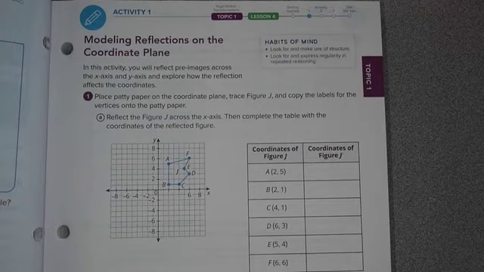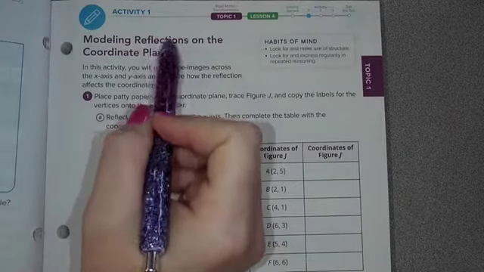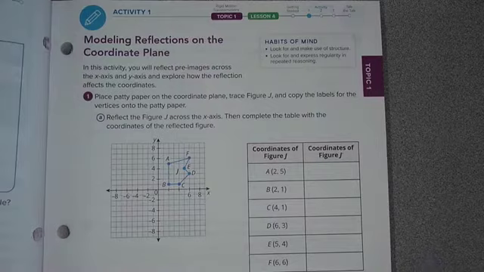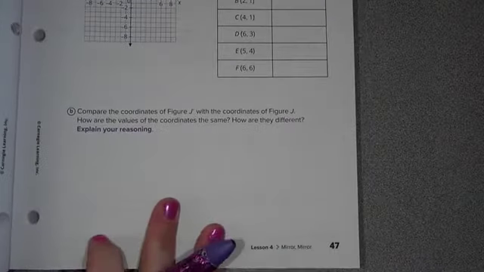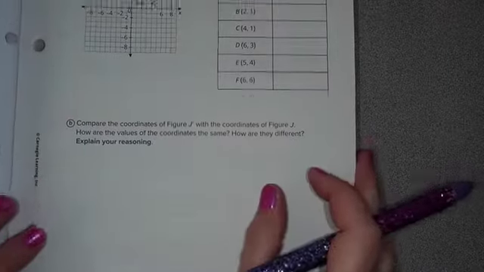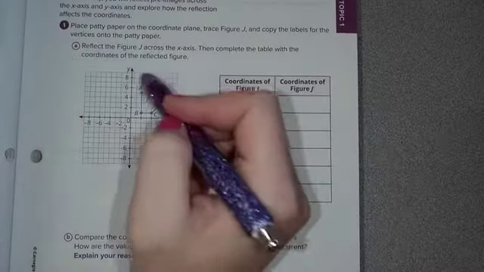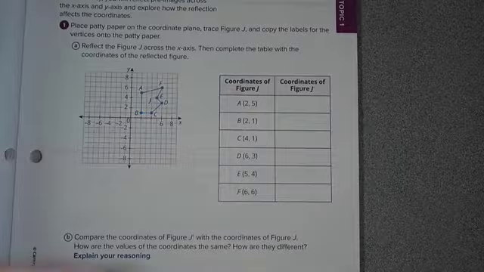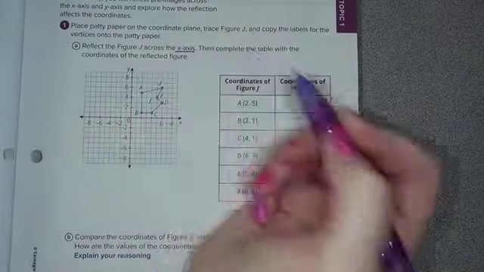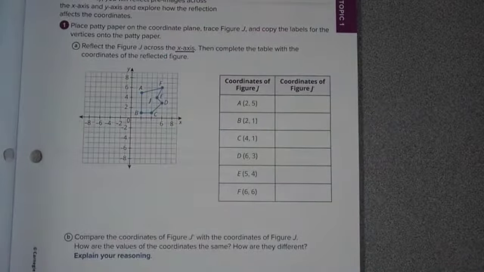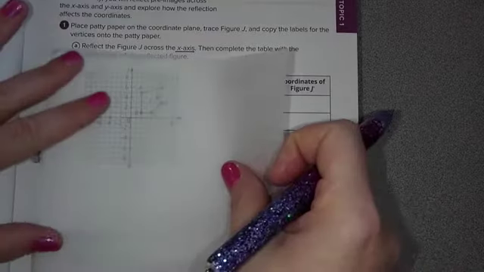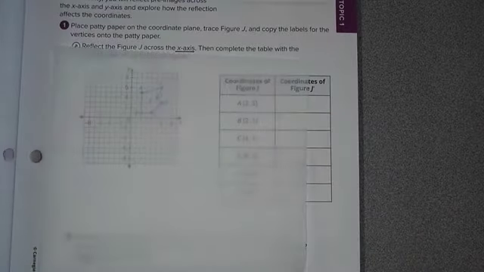Is modeling reflections in the coordinate plane, so we're just going to be reflecting on the coordinates again. So we're going to be on page 47, 48, and 49. The first one that we're going to look at is this shape right here, and we're going to reflect across the x-axis. I know some of you are probably getting tired of patty paper, but it really is the best way for most students to see and understand what we're doing.